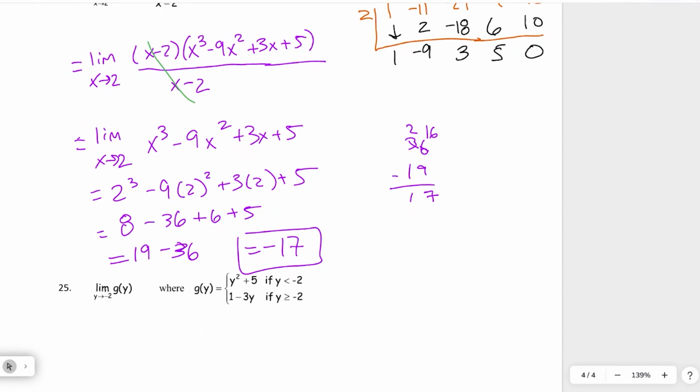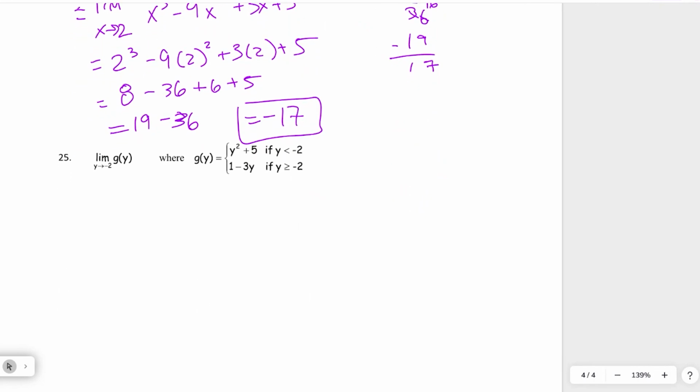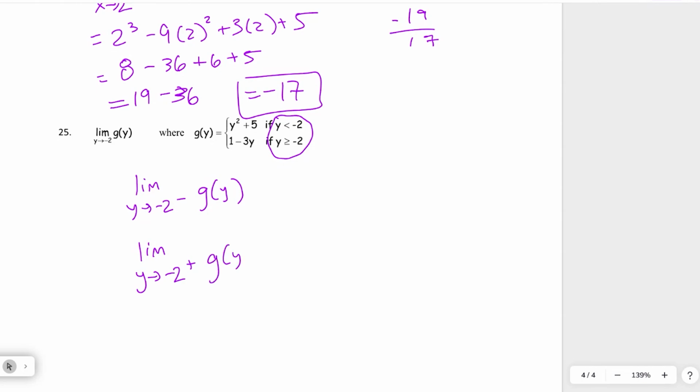Number 25. This is going to be the last problem of the homework, it looks like. We want to find the value of the limit as y goes to negative 2. And we can see this is a piecewise function where the breakpoint's at negative 2. So what we need to do is test both the left and the right hand limits and see if they are equal. So for the left hand limit, we are going to plug in negative 2 into the left hand function here, because that's where y is less than negative 2.